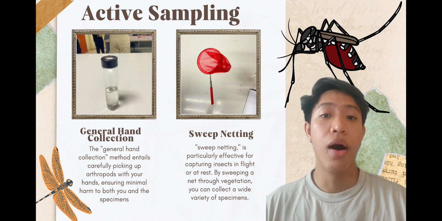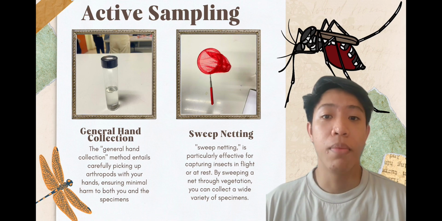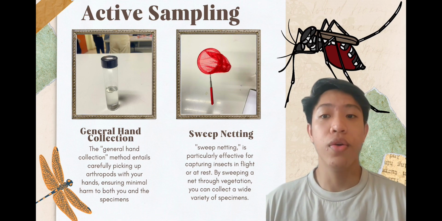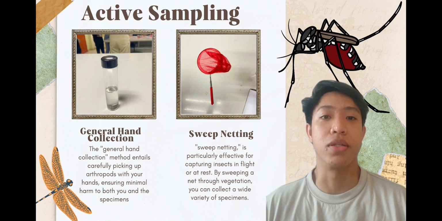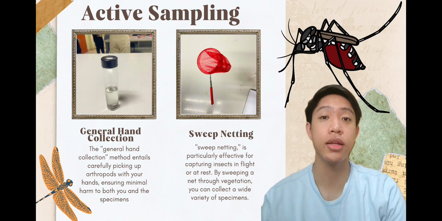the specimen. Another technique named sweep netting is particularly effective for capturing insects in flight or at rest. By sweeping a net through vegetation, you can collect a wide variety of specimens. After being caught in the net, the insects are placed inside the killing jar, where they die without causing any damage to their morphology by inhaling chloroform.